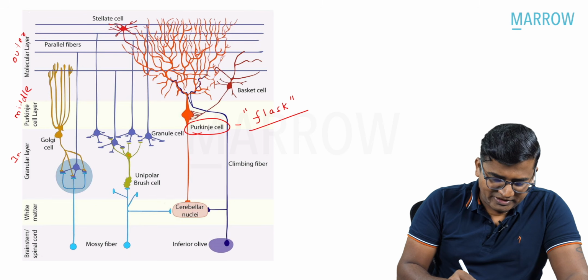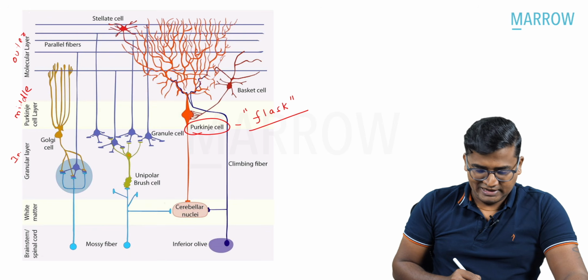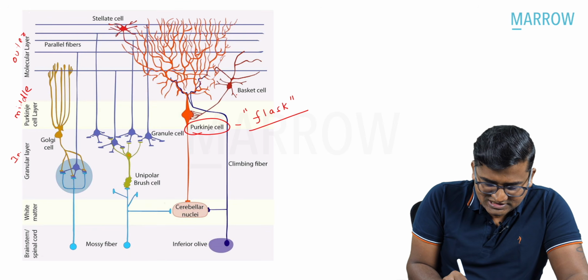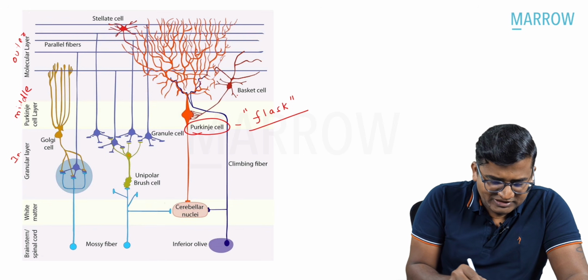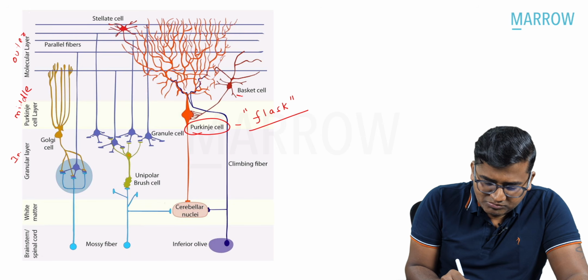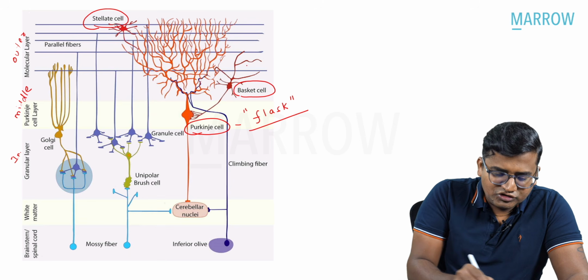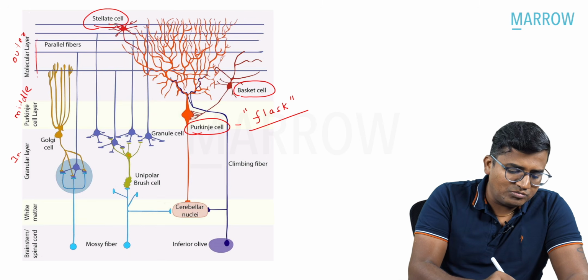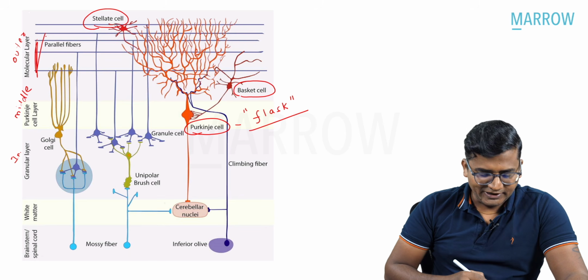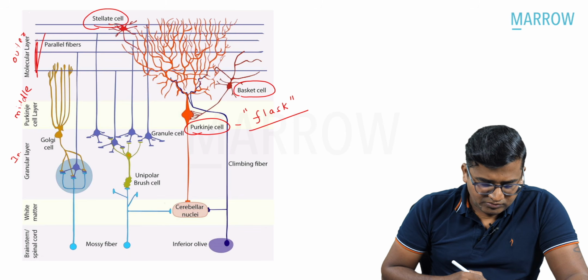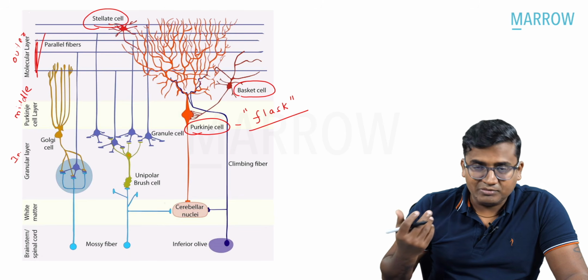Now the axons of Purkinje go to the outer molecular layer, and the Purkinje cell, apart from the dendrites of Purkinje cell, in the outer molecular layer, we have basket cells and the stellate cells. Now these two cells are present in the outer molecular layer. Okay? Right. Now middle Purkinje layer, we have only Purkinje cell.